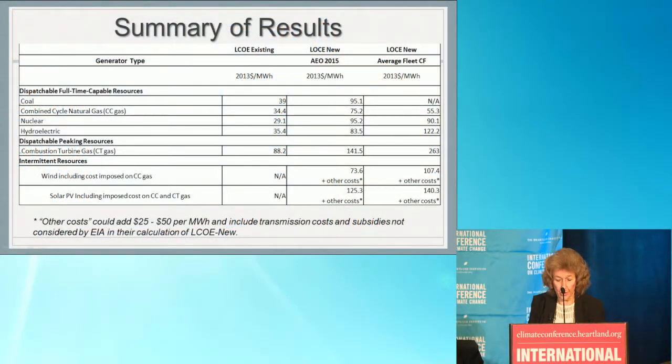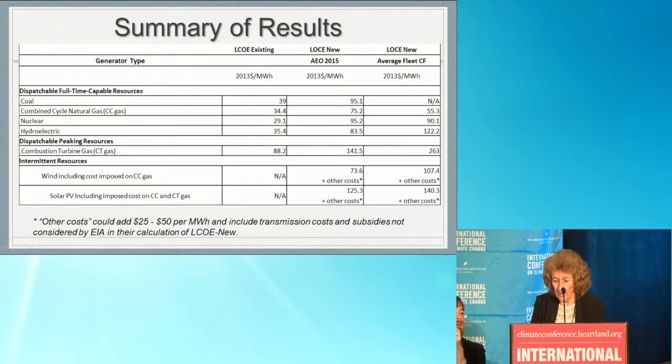So this chart shows the results of our analysis. The first column of data that you see is the levelized cost for existing technologies. For coal, we got $39 per megawatt hour. For nuclear, we got $29 per megawatt hour. The second column that you see in the chart are the levelized costs that come from the Annual Energy Outlook 2015. And as I said, these particular costs are based on the best case capacity factor for the technology and on the forecasted fuel prices, and they're for 5 years in the future.